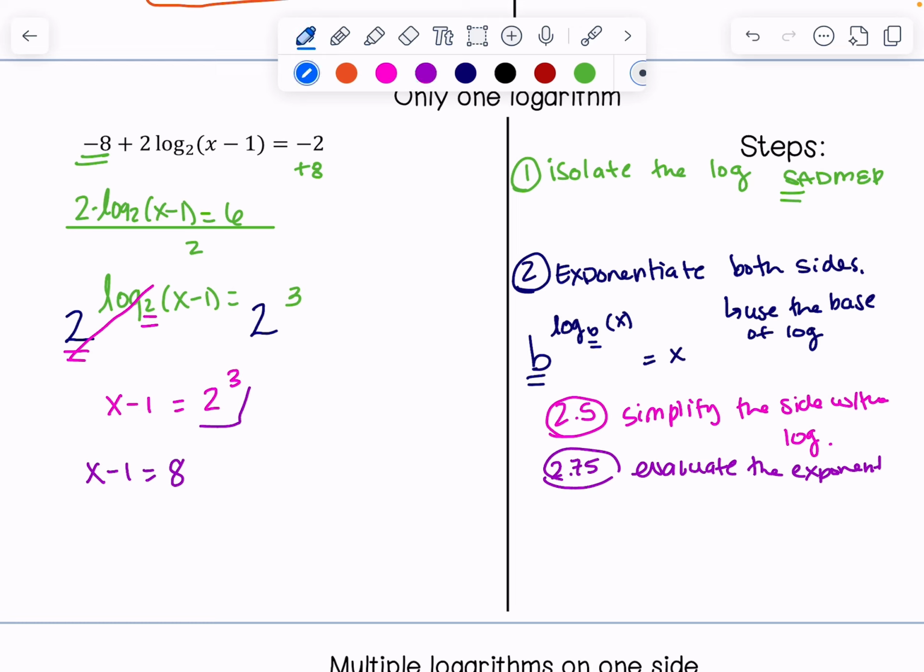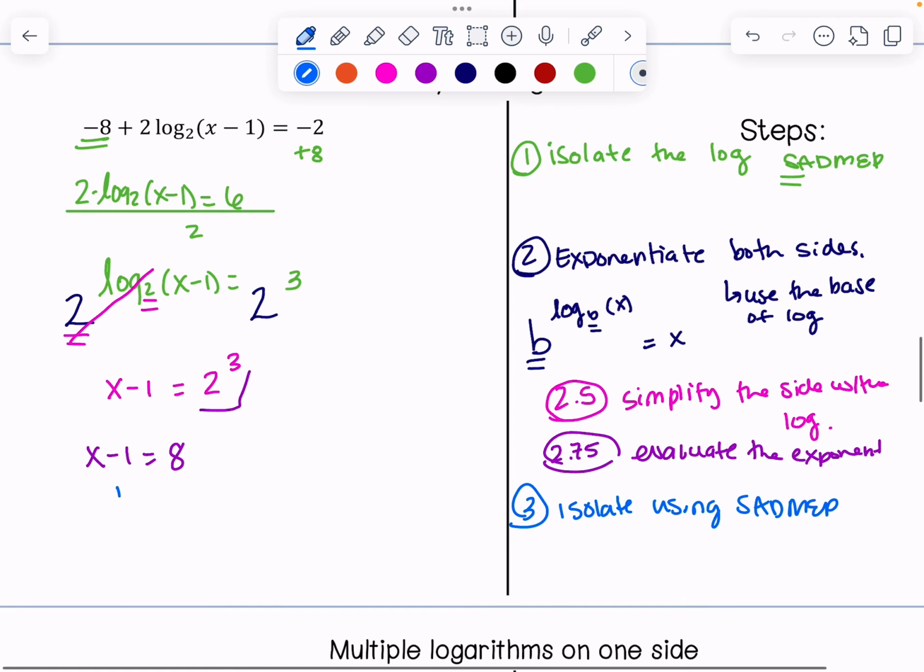One of our final steps is just going to be, so step 3, all of these went hand in hand together. They're all part of the same process. So once again, exponentiating both sides, simplifying and evaluating, those all go together. Now we're actually just able to isolate x using SADMAP again. So I'm just going to add 1 to the other side, and I get x equals 9.